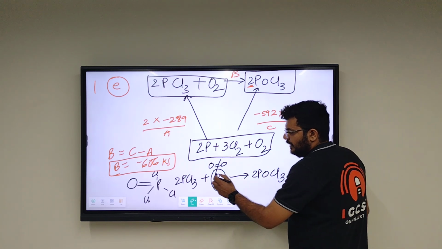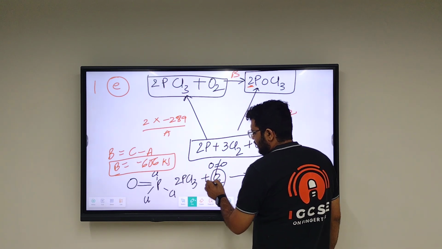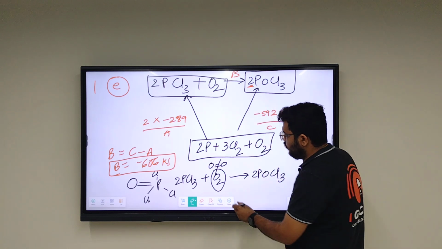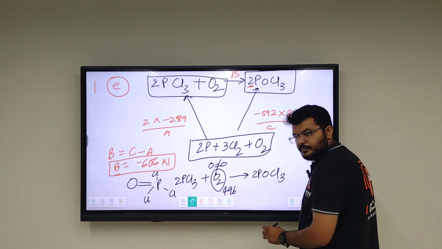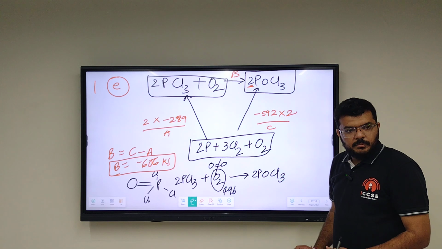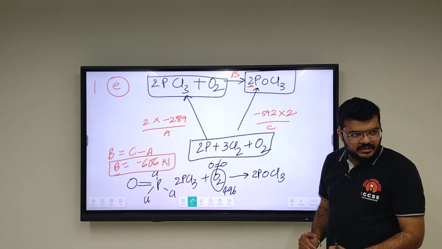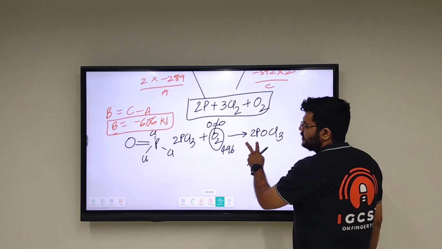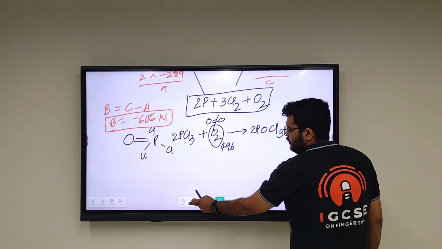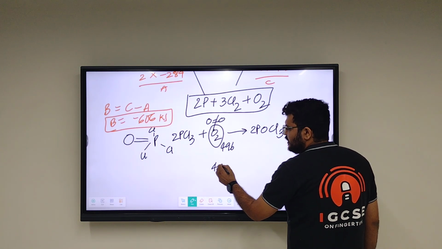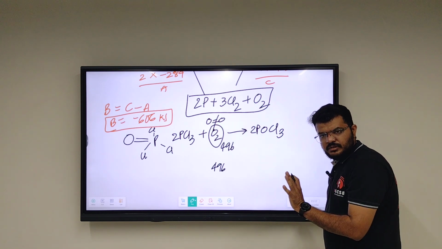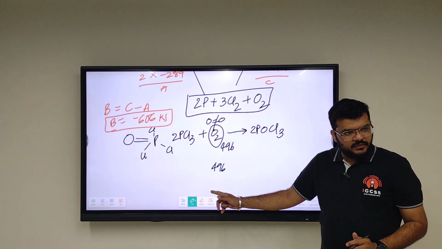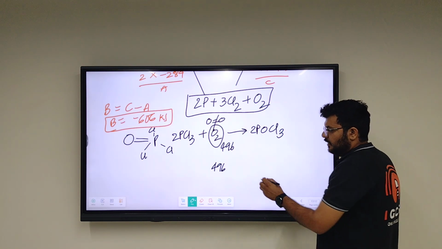Now, how much is this? This is 496, right? Making bond releases energy. Yes. So 606, right? P double bond O. This requires 496 joules of energy for this to happen, right?